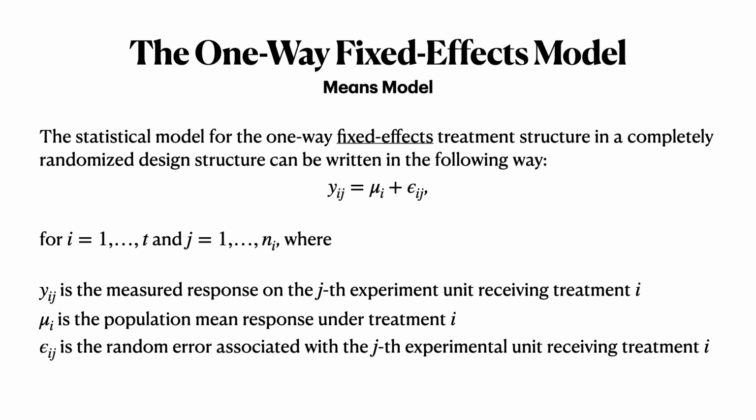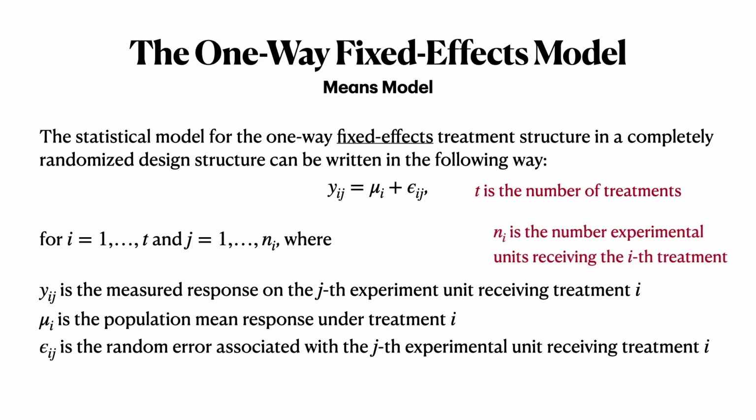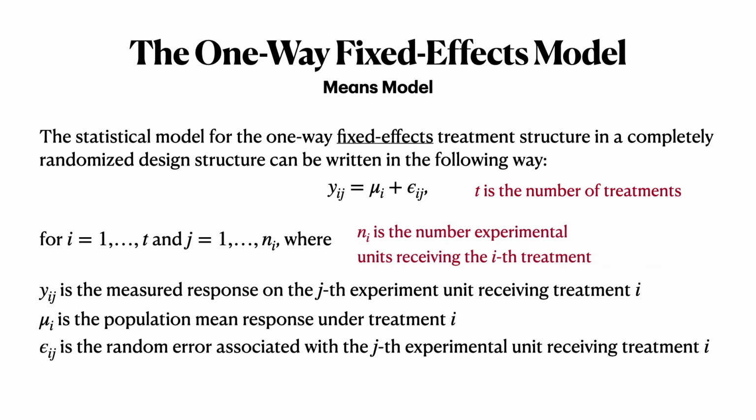Now let's review the one-way fixed effects model. The statistical model for the one-way fixed effects treatment structure in a completely randomized design structure can be written in the following way. Y sub ij equals mu sub i plus epsilon sub ij, where i goes from 1 to t, being the number of treatments, and j going from 1 up to n sub i, where n sub i is the number of experimental units receiving the ith treatment.